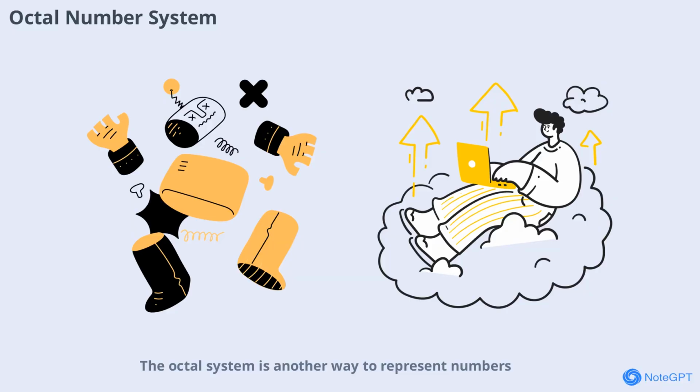The octal system is another way to represent numbers, using 8 digits from 0 to 7. It's less common than binary or decimal, but is sometimes used in computing for compact representation of binary numbers. Each octal digit corresponds to 3 binary digits, making conversions straightforward. Octal numbers are often used in programming, especially in older computer systems and digital electronics.